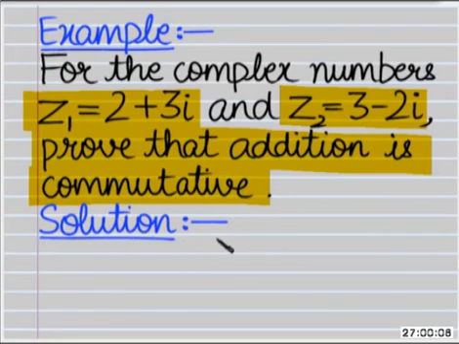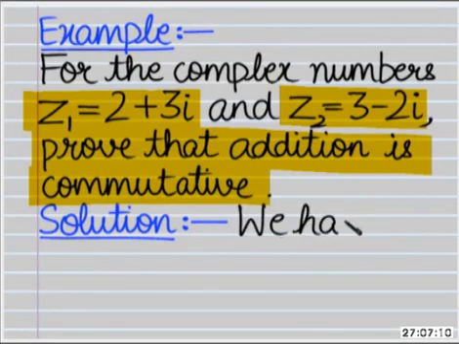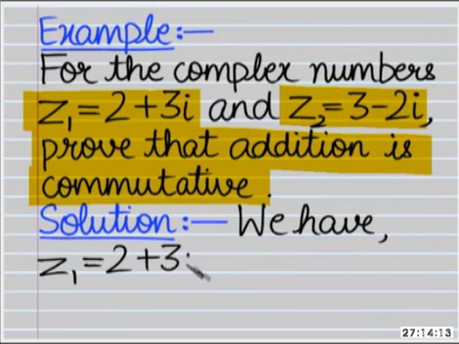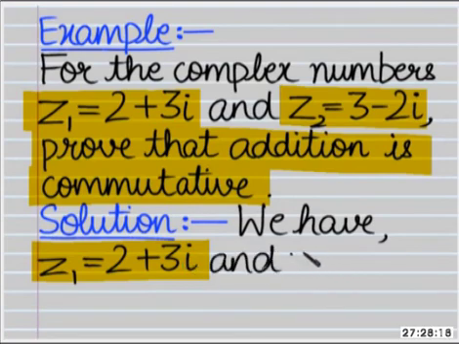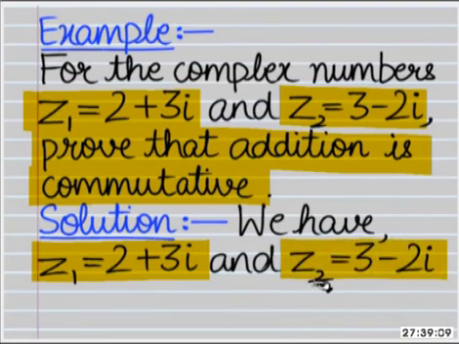Now let us see its solution. Here in the given example we have complex number z1 which is equal to 2 plus 3 into iota, that is z1 is a complex number whose real part is 2 and imaginary part is 3, and another complex number z2 which is equal to 3 minus 2 into iota, that is z2 is a complex number whose real part is 3 and imaginary part is minus 2. We have to prove that addition is commutative.